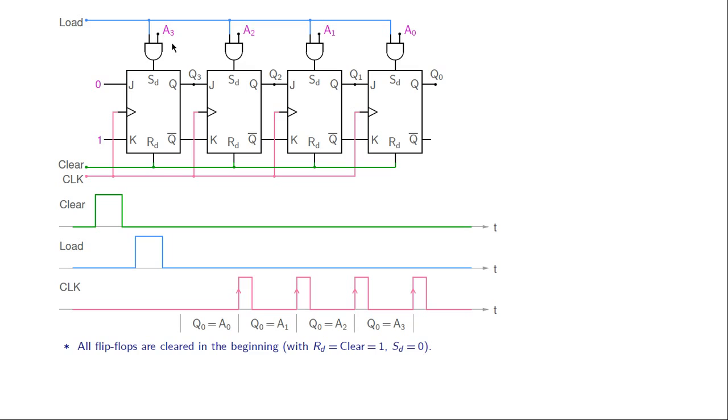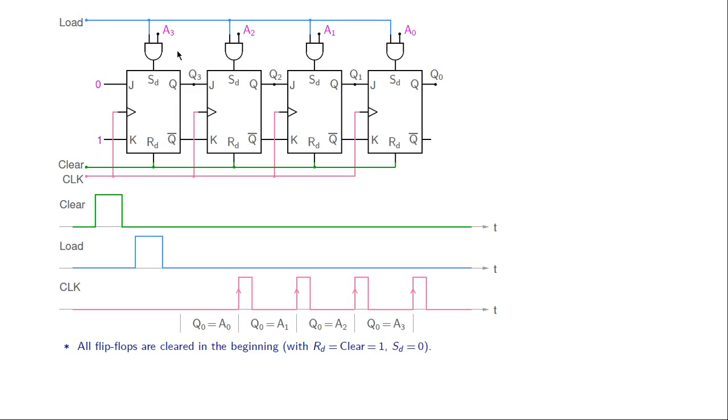Now let us take two situations. A3 equal to 0 first. So that means we have SD equal to 0 and RD equal to 0. So nothing is really going to happen. The flip-flop will work normally. Its output, if you recall, is already 0, and since there is no clock edge yet, the output will continue to be 0. So that is the situation if A3 was 0.